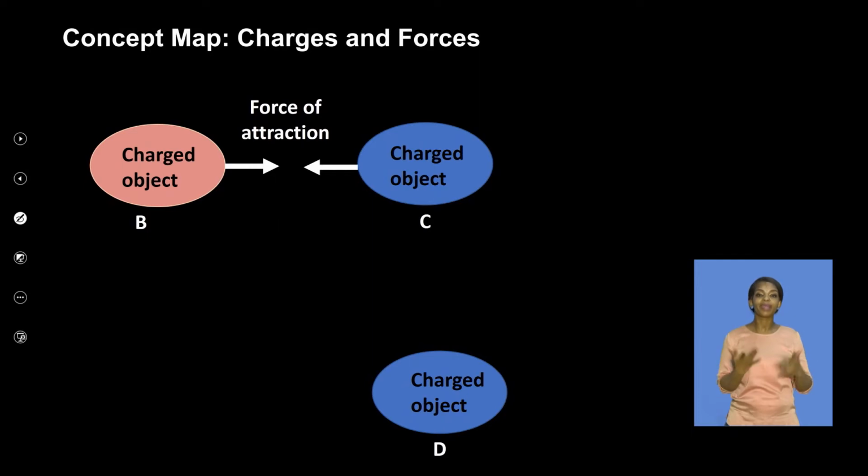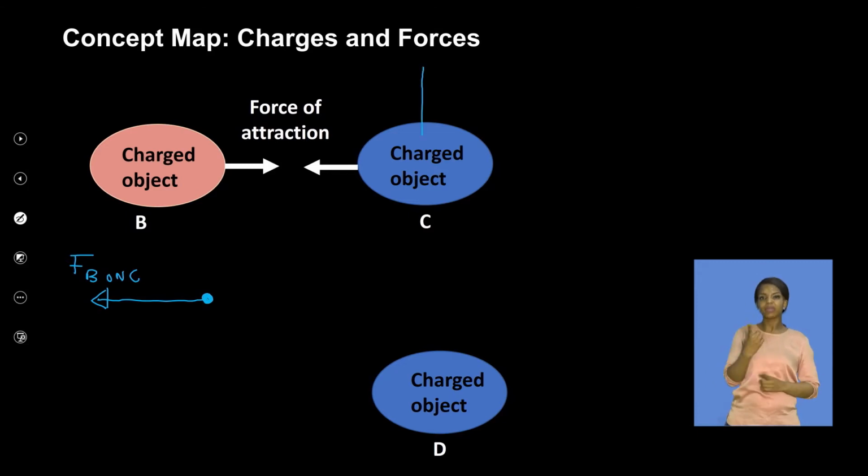So if we consider object C once again and look at the forces that act on object C due to objects B and D, what is actually happening? If B and C are attracting each other, the force exerted by B on C is still in that direction. Nothing has changed. Force by B on C. While on the other hand, charges C and D are like. What's going to happen? D is going to repel C away from it. So this is the force on C by D, force by D on C.